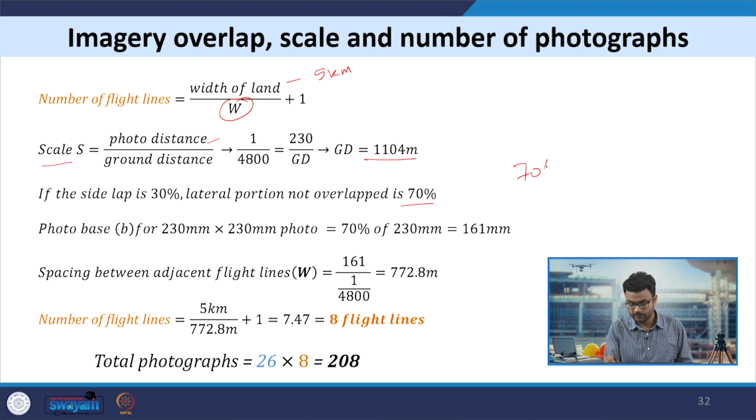Therefore, 70% of 1104 will give us the spacing between adjacent flight lines. So this is equal to 772.8 meters. Thus, number of flight lines becomes 5 kilometer divided by 772.8 plus 1, which is equal to 7.47, or we round up. So this becomes equal to 8 flight lines. Therefore, total number of photographs is equal to 26 times 8, which is equal to 208 photographs, which are required to cover this area of 11 kilometer by 5 kilometer.